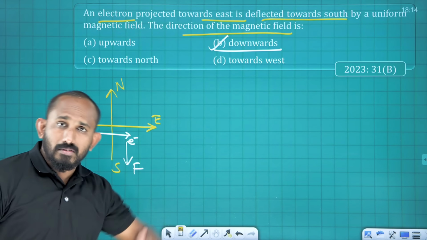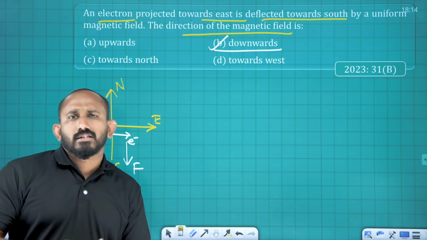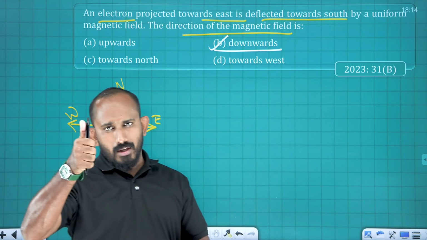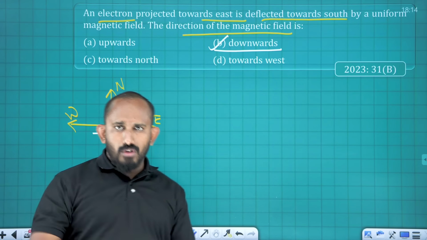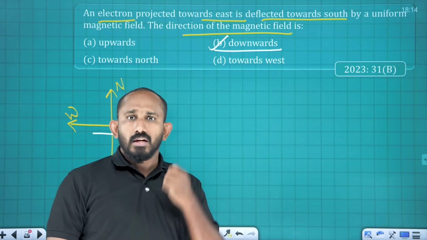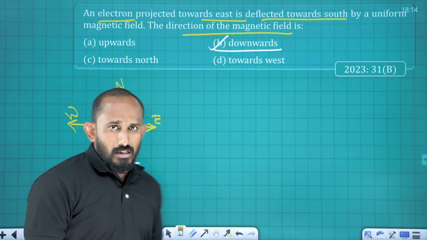Hope you got it? Fleming's left hand rule, use it. In a question that simply asks the direction of magnetic field due to a straight conductor, you have to use the right hand thumb rule only. If force is mentioned, magnetic field is mentioned, current is mentioned, then you have to use Fleming's left hand rule. Next question, let's check.